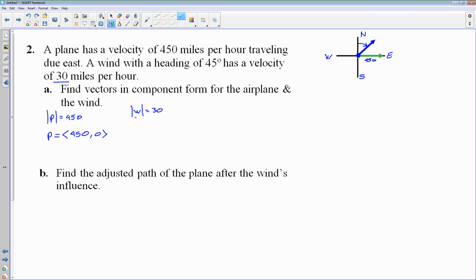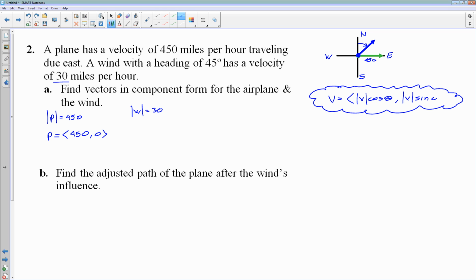Hey, there is a way to write a vector. I told y'all this, I guess, last week at some point. If you have a direction angle and the magnitude, you could write a vector in this form. It's the magnitude of the vector times cosine of the direction angle, and then the magnitude of the vector times the sine of the direction angle.